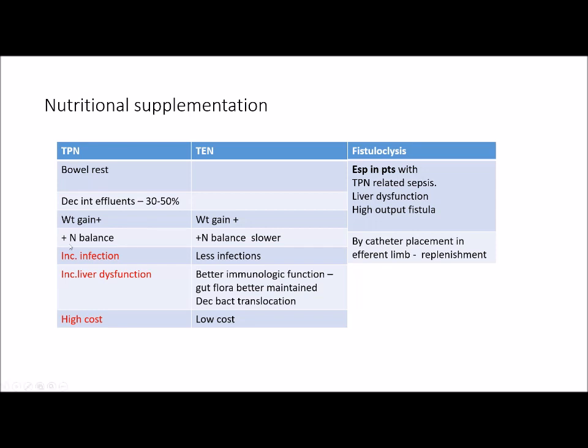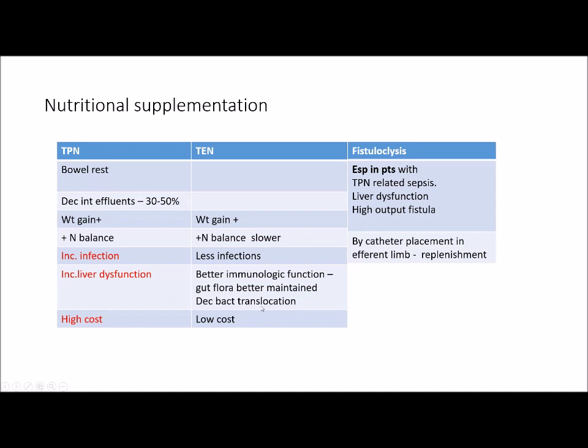It would decrease the effluent 30 to 50%. Again, agreed, it will give a nitrogen balance problem. But then these are also available with TEN, that is enteral nutrition, total enteral nutrition. You have weight gain, you have positive nitrogen balance, but slower, no doubt about that. Less infection and better immunological function, the gut flora is better maintained. That's why the immunological functions are better maintained. And decreased amount of bacterial translocation. That is what we want in this patient. And the cost is low.